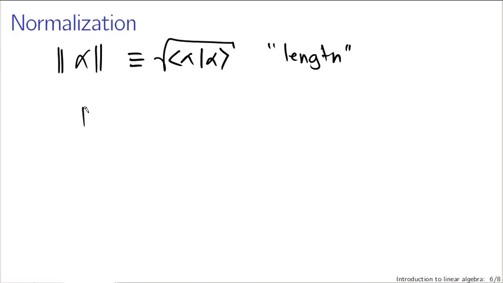And if we have some vector alpha with norm 1, we say it's normalized. It's a unit vector. A normalized state. Normalized state is a slightly more useful term than saying it's a unit state. You don't hear unit state, though you would hear unit vector. You will also hear normalized vector. So normalized is sort of a more general term.